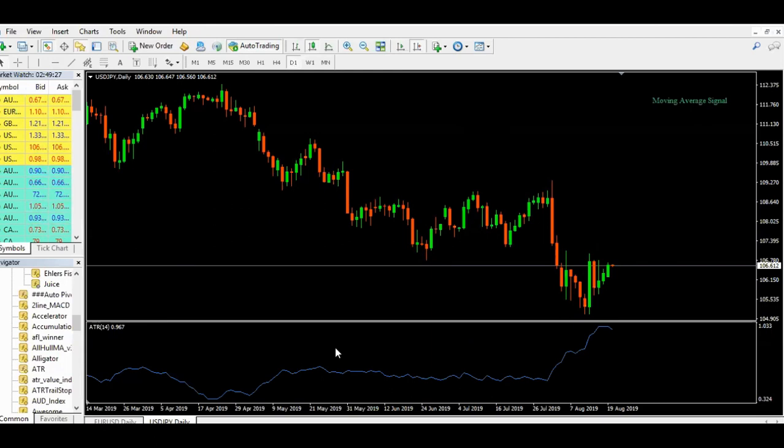So the ATR is such an important indicator that you must have it on your chart at every point in time. Don't ever even consider opening any trade, no matter how tempting the trade may look, without consulting what the ATR has to say.